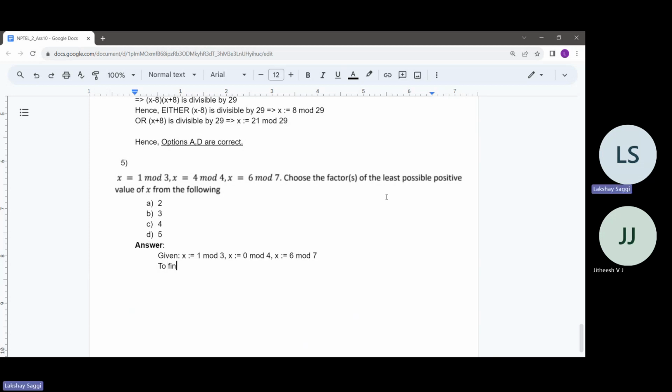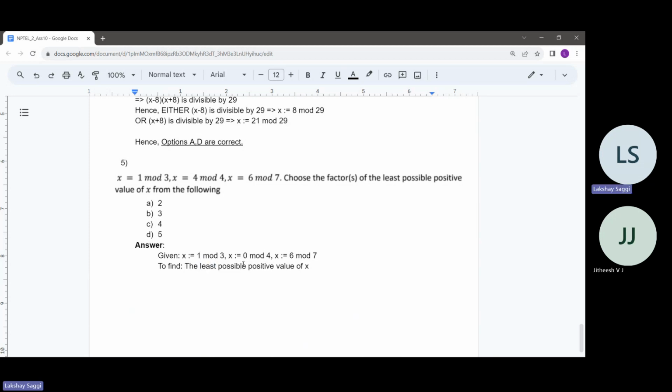We need to find these options which are factors, but for knowing the factors of the least possible positive value of x, we need to actually find that value. To find the least possible positive value of x. Right.